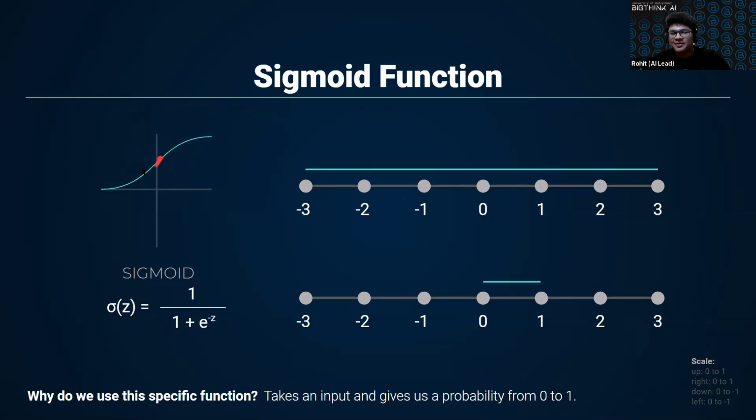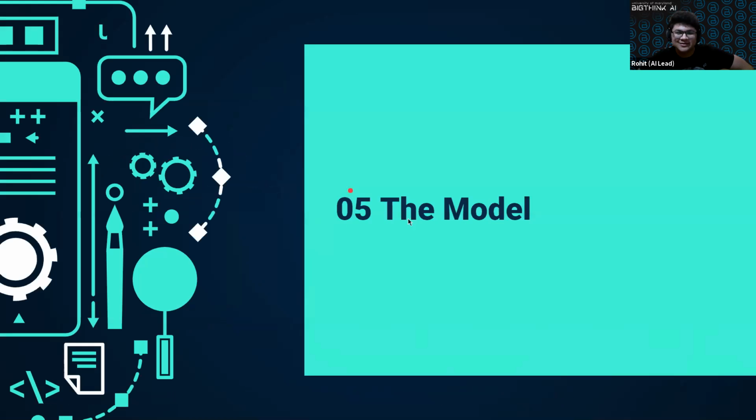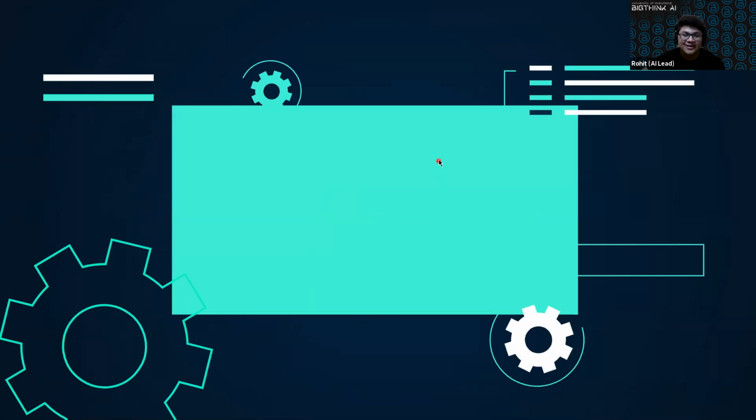That's because in the middle it is linear, but it gets closer and closer to the bounds 0 and 1 without ever reaching them. But that's not important for us. If you want to go further, you can look into why that is. All right, so the model: how are we going to put it all together?